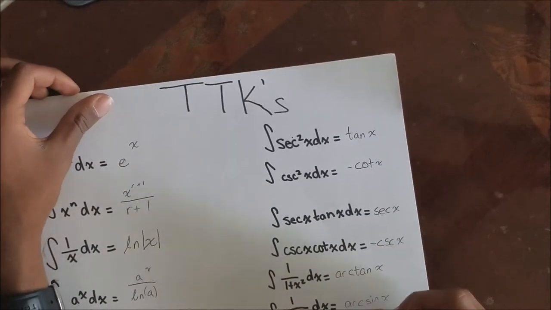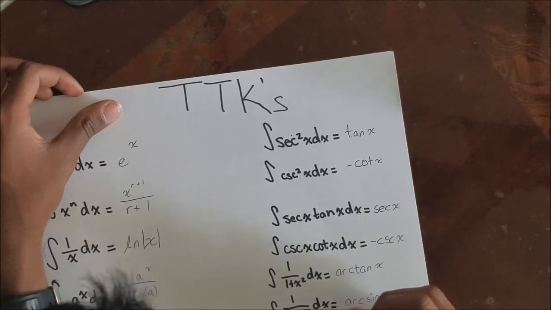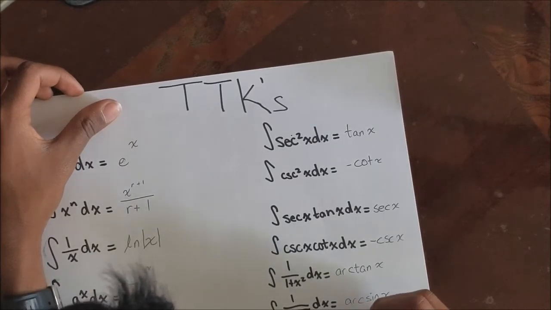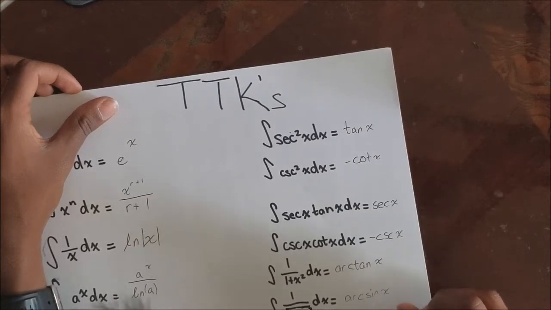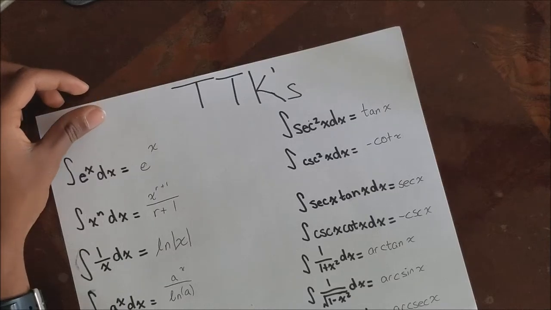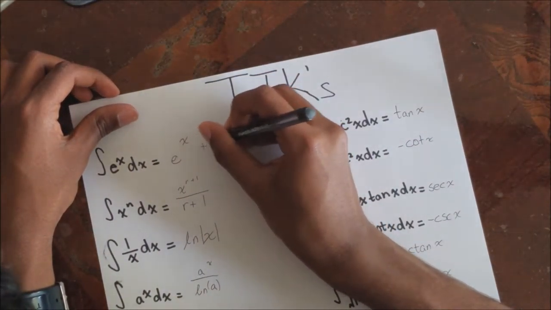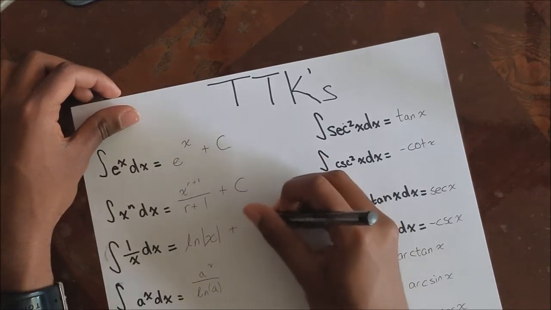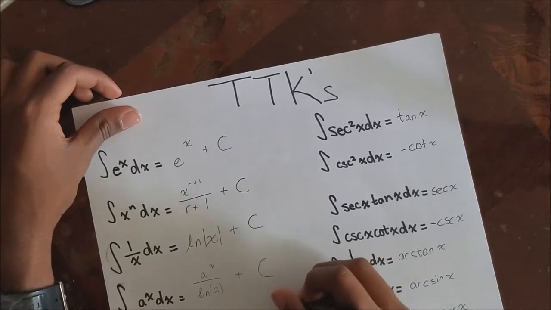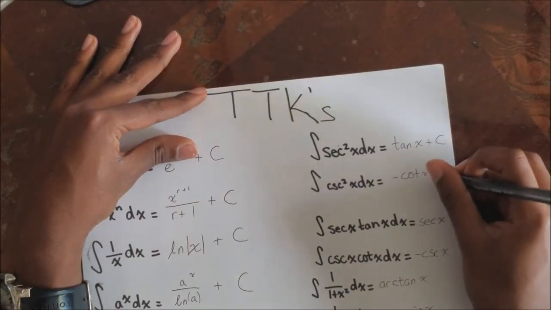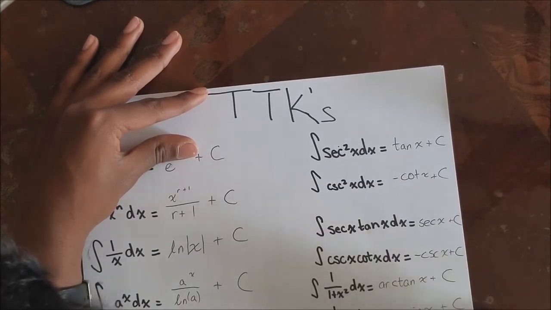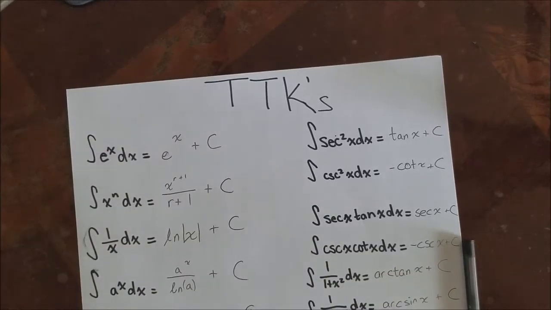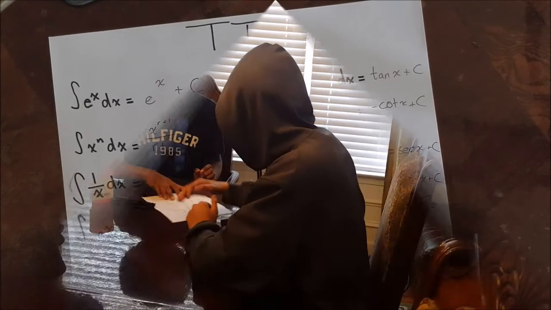And although we don't see this one frequently, the integral of 1 over the absolute value of x times the square root of x squared minus 1 dx is just arc secant of x. Don't forget the plus C. Oh no, that's a big misconception. If I did not add the plus C's, all of this is plain wrong. Plus C. And there we go, your integral TTKs. These are what you need to know.